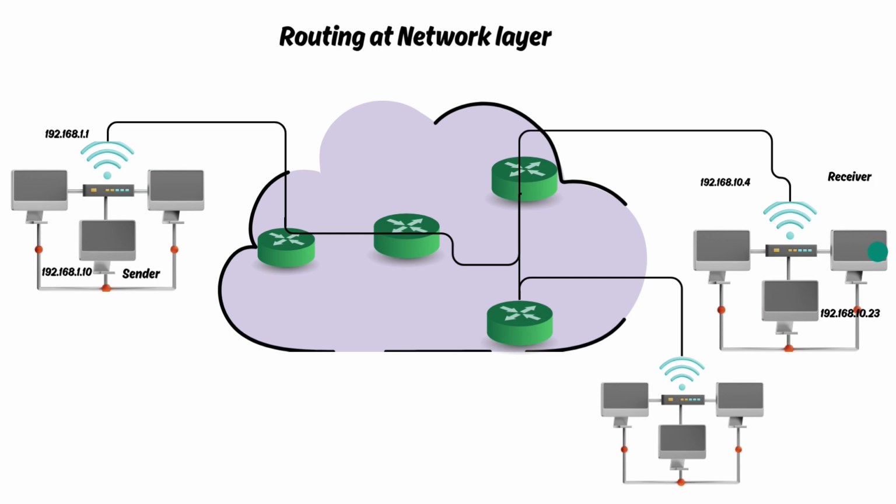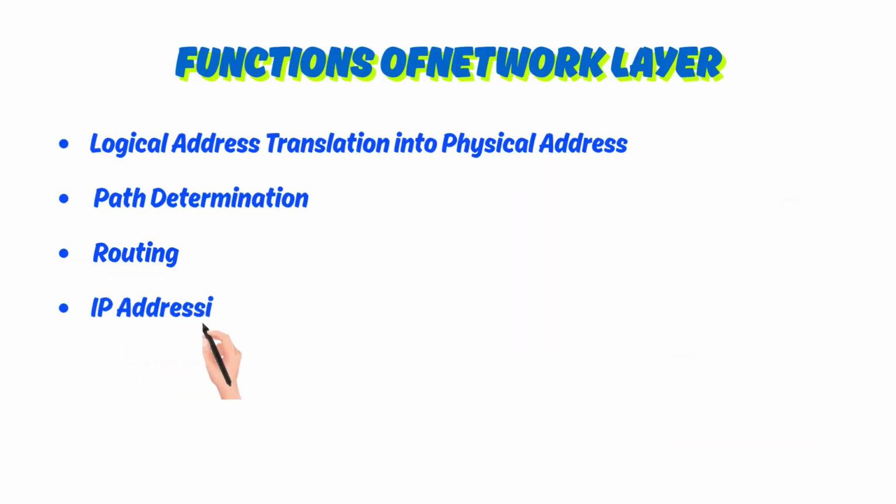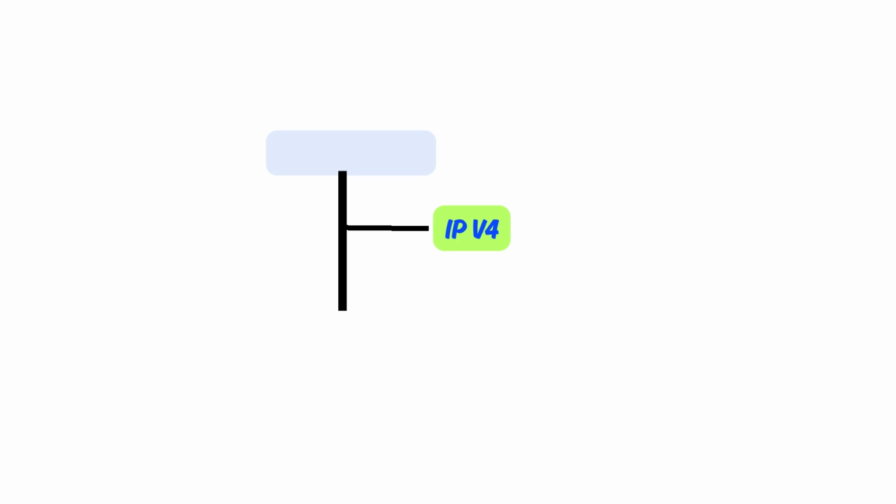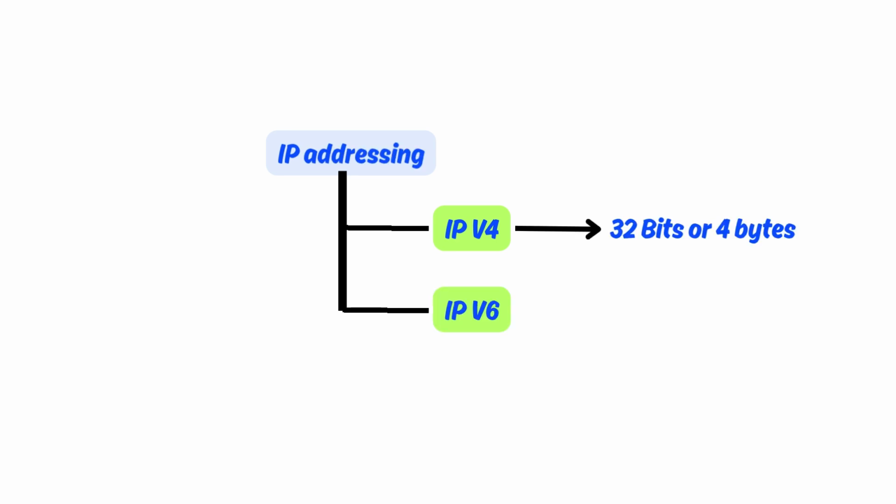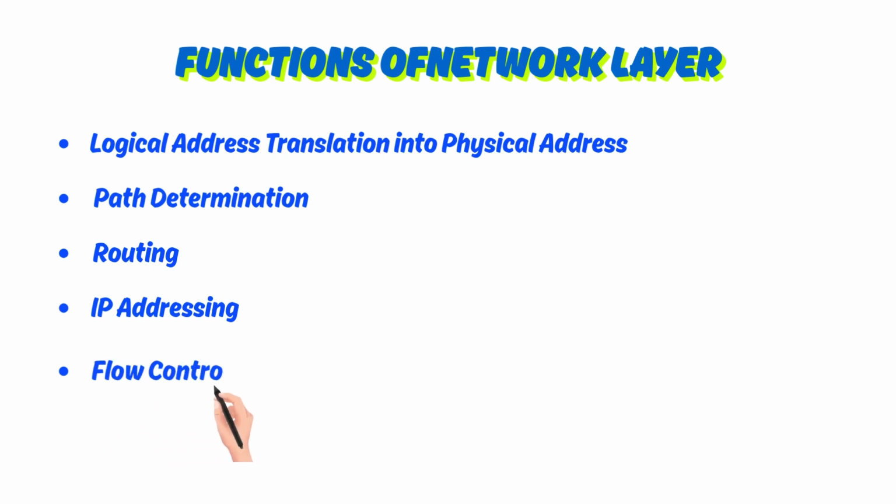And the fourth function of the network layer is IP addressing. Let's talk about IP addresses. These are the logical numbers assigned to every device connected to the network. There are two main versions. One is called IP version 4, while the other one is called IP version 6. These addresses ensure that the data reaches the right device, no matter how far away it is, even across countries or continents.